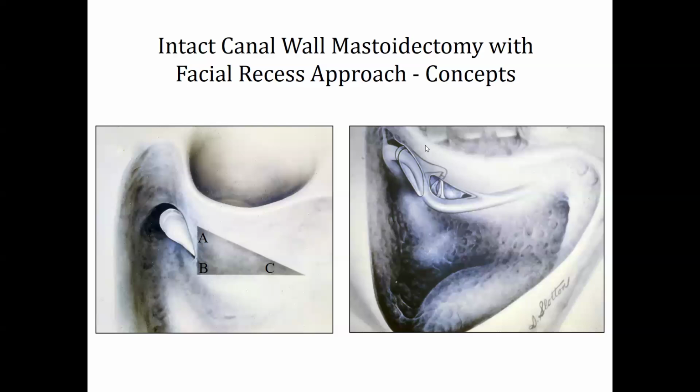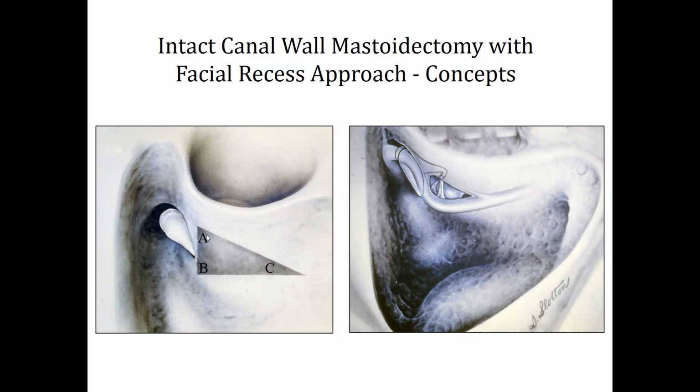When we're opening the facial recess, these are just some concepts that we use in my training about how we describe some of the anatomy. So this is an example of a right ear showing the short process of the incus. Here's the mastoid antrum. Here's the root of the zygoma. Here's the bony ear canal. And we've thinned nicely the ear canal. And now we're working right over what's called the facial recess or the posterior tympanotomy.